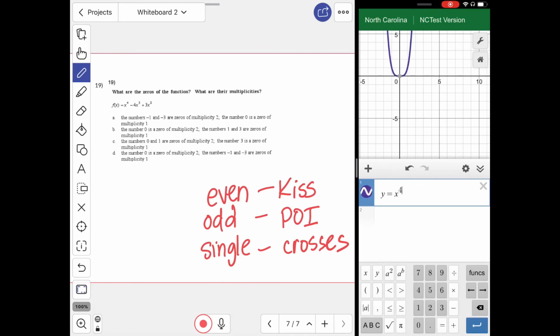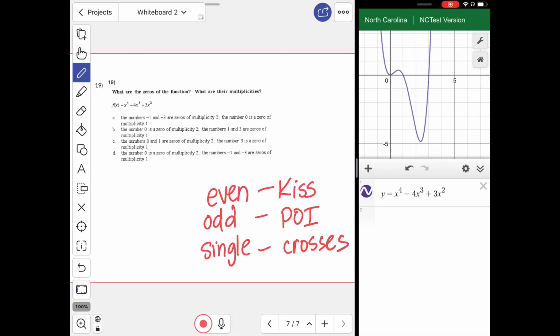So I'm going to look at it graphically. And looking at it that way, I can see that it crosses at 3. So we have single multiplicity at positive 3. So looking at the first one, it doesn't even have 3 as a value, so that can't be right. The number 0 has 0 multiplicity at 2, and then 1 and 3 are zeros of multiplicity. So at 1, it does cross, so that's single multiplicity.